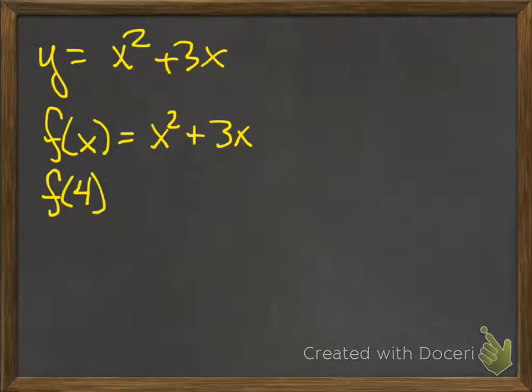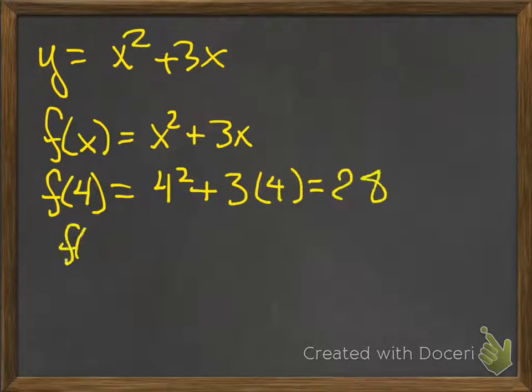Now, when I say f of 4, that means I put the number, notice it's in parentheses, in place of the variable that was in parentheses. So I can easily get an answer and say, oh, the f of 4 was equal to 28.